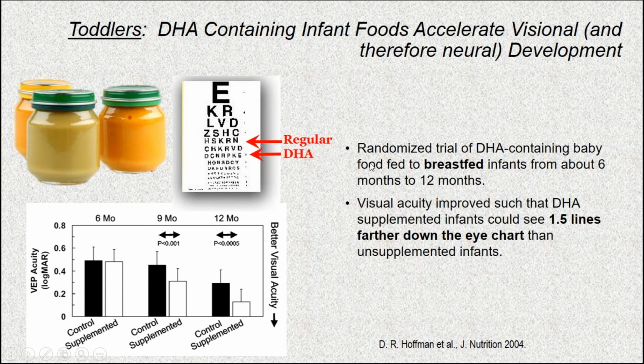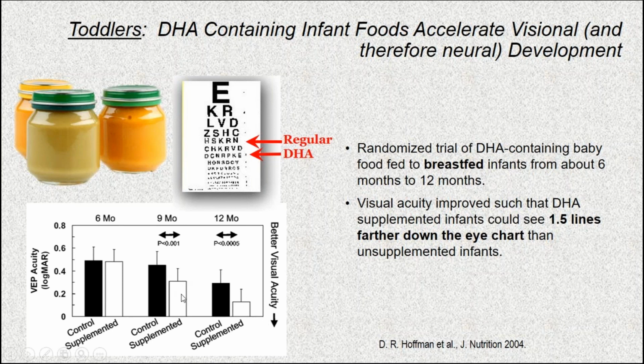This is yet another study which moves away from the formula story and moves into children that have been weaned. These kids were breastfed for 6 months, and then they were fed on baby foods that were supplemented with DHA or not from 6 months to 12 months. And these kids ate about 3/4 of a jar per day from 6 months to 12 months. And once again, when they come in at 6 months, there's no difference in the groups. And then by 9 months, that is 3 months on this baby food, there's a significant improvement in visual acuity.